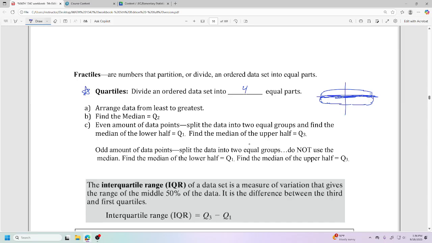What do we do now? Exactly. Halve the other two. Perfect. That's what we're going to do with our data. We're going to cut in the middle, and then we're going to cut those in the middle. And that's how we get our four equal portions.